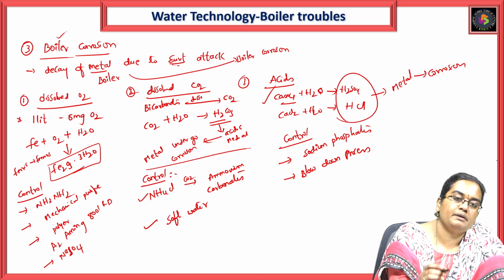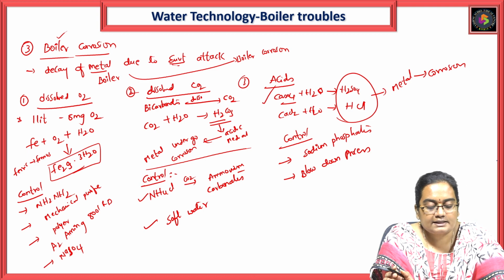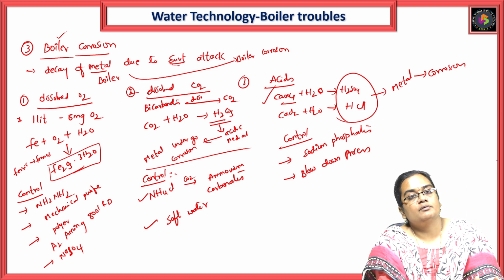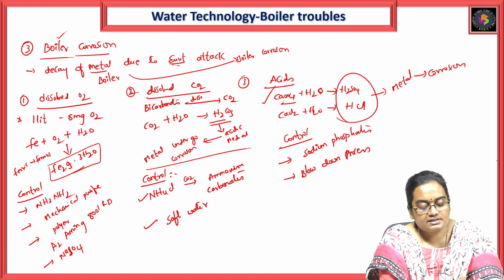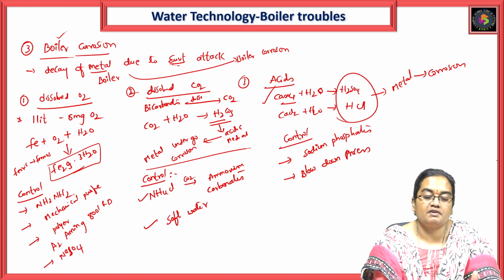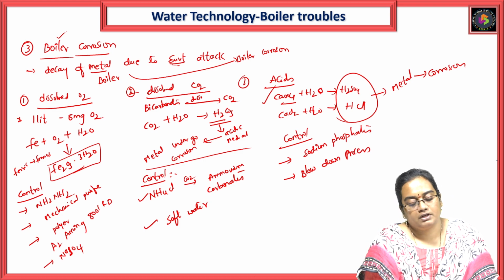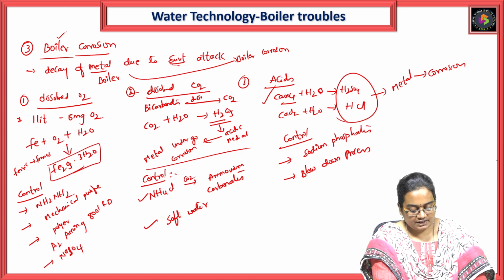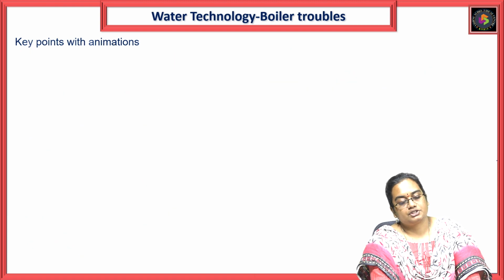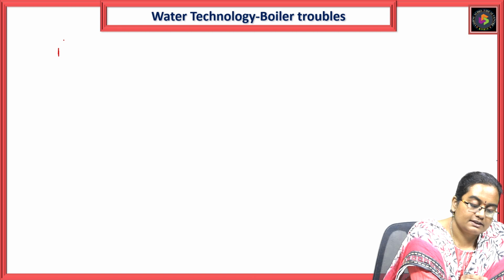So what do you mean by boiler corrosion? What are the reasons: dissolved oxygen, dissolved carbon dioxide and acids. What is the problem faced by each reason, and how to control it? These controlling methods are very, very important for your objective questions, and even the formula of rust is important for your 1 mark question. Now move on to the next one, the last problem, scale and sludge.